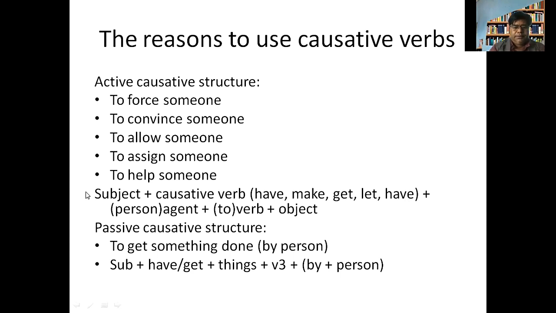Therefore, first of all, subject, then causative verbs: have, make, get, let. We can say another causative verbs. Have, make, get, these three are the main causative verbs, and let and help are other causative verbs. And these causative verbs have the active and the passive forms.